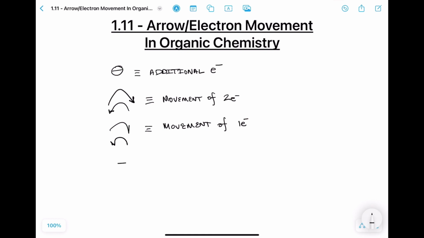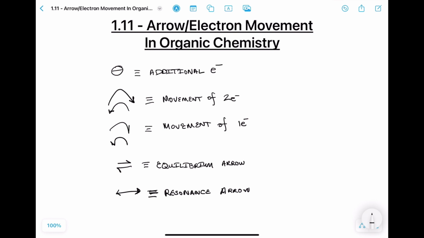Now, let's not mistake an equilibrium arrow for a resonance arrow. A resonance arrow is a double-sided arrow. These two are not the same. One is essentially a different arrangement of electrons, which is our resonance. The other is showing that there is an equilibrium between the reactants and the products.